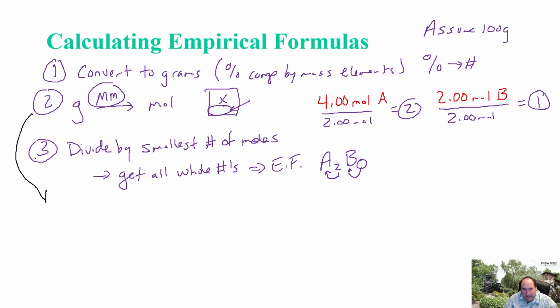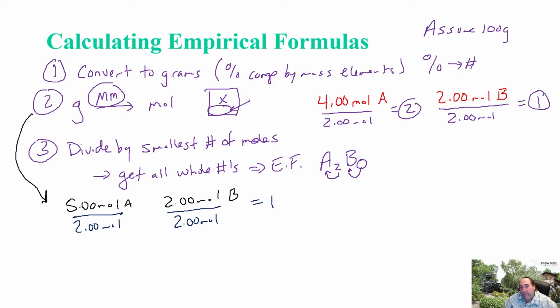Let's say we did number 2 here, and we ended up with 5 moles of A and 2 moles of B in this case. So what we're going to do is the same thing. We're going to divide everybody by the smallest number of moles, and in this case, it is still 2. So we divide everybody here by 2 moles. Now when we do that, we get a 1 for B when these guys cancel, but over here, we get a 2.5 for A.